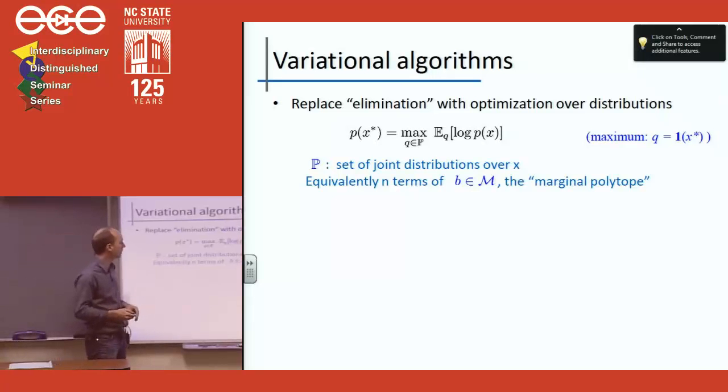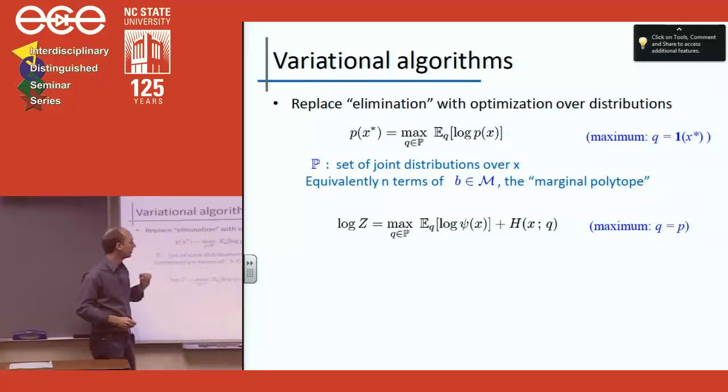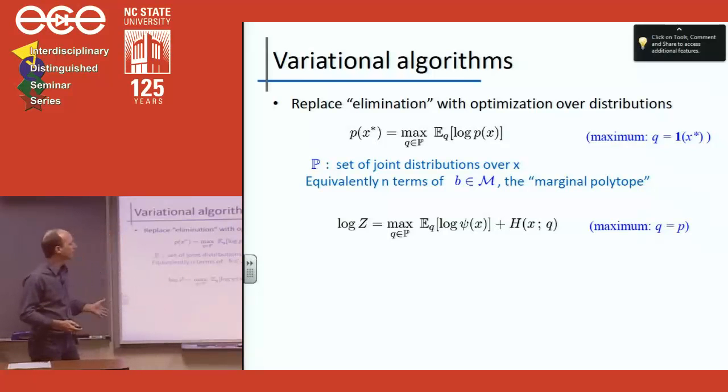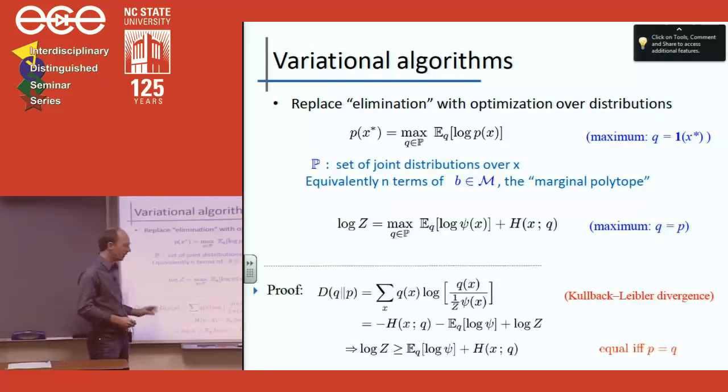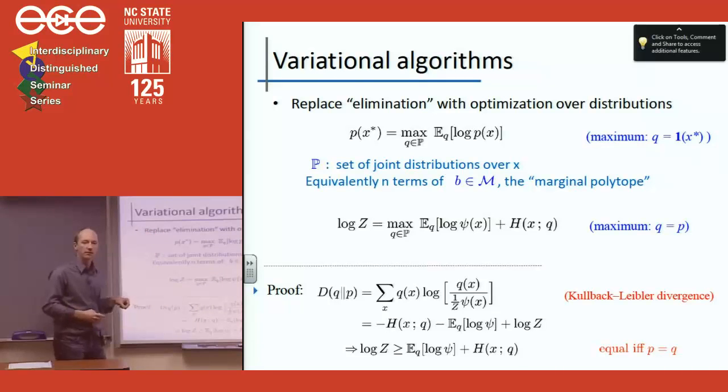There's a similar form for calculating the partition function. In that case, it's an expected value plus an entropy of the distribution. So I optimize over distributions of this form. And this might look a little mysterious if you're not used to variational methods, but it's actually quite trivial. You can just prove it by writing the KL divergence between P and Q and doing a little bit of manipulation. And you end up with this inequality that the partition function is less than the expression that I wrote here. And they're equal if the two distributions are equal. So this thing will be maximized by choosing Q equal to P. Okay? So this is just a reformulation of the same problem into a continuous optimization.